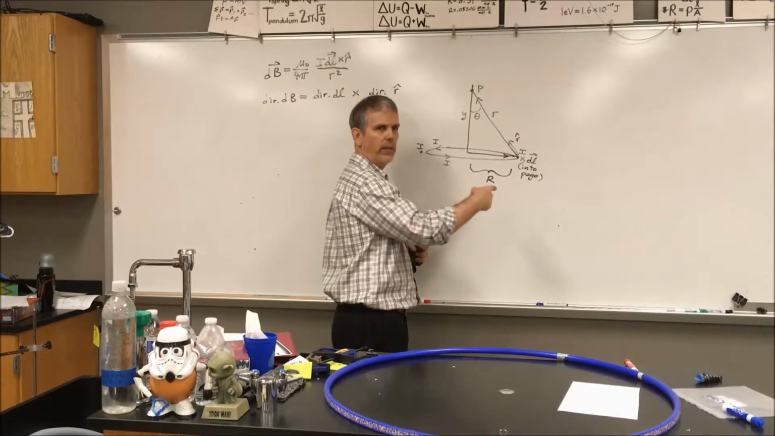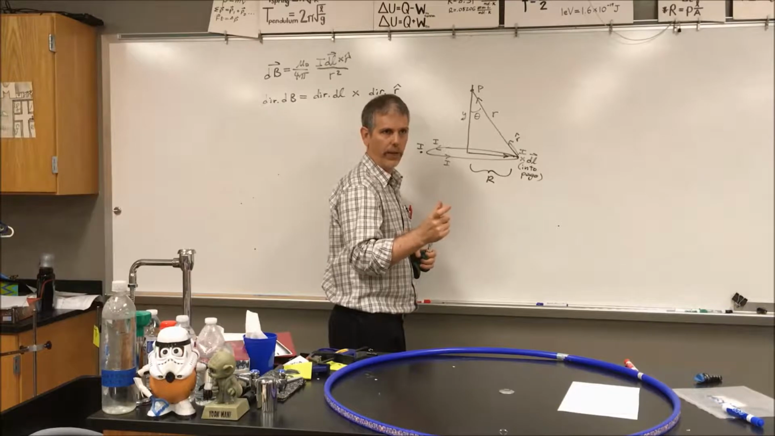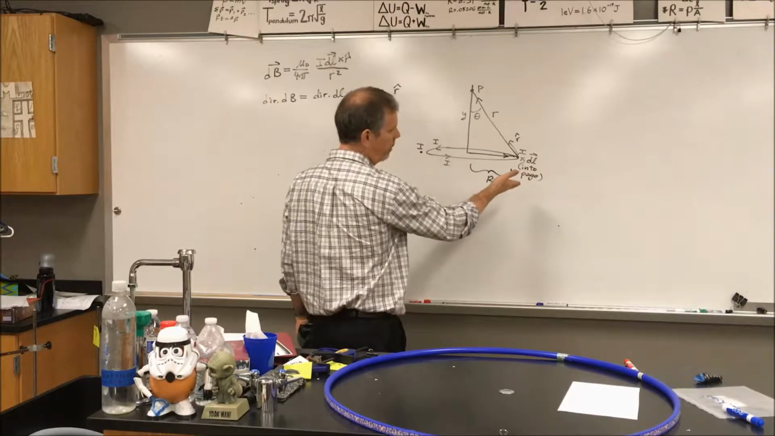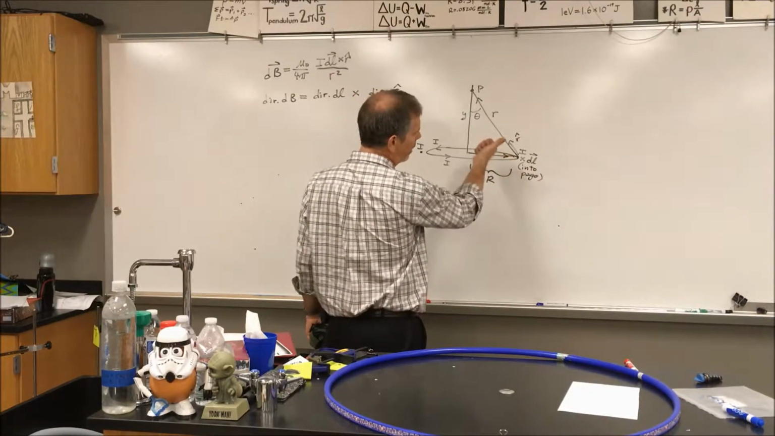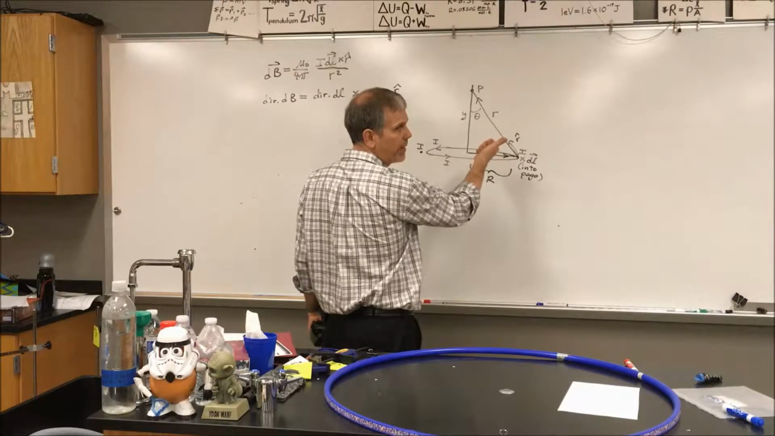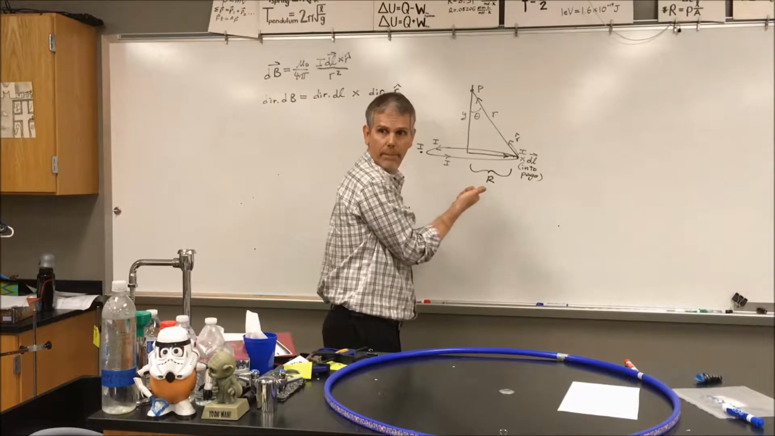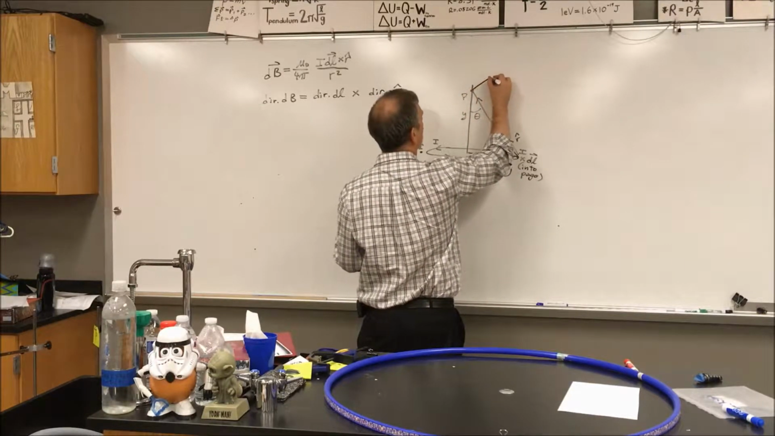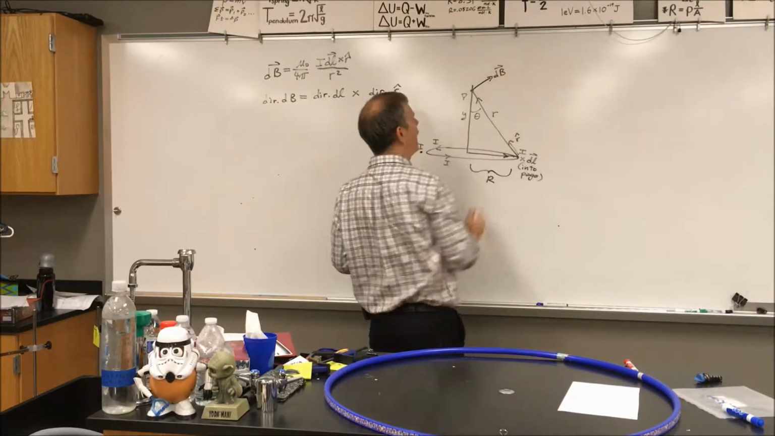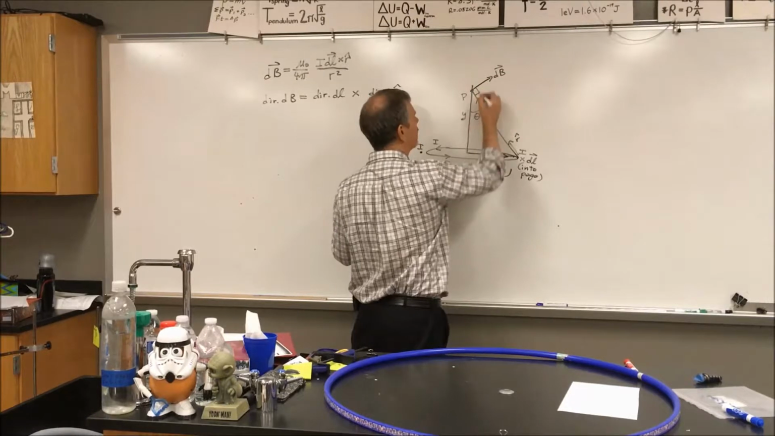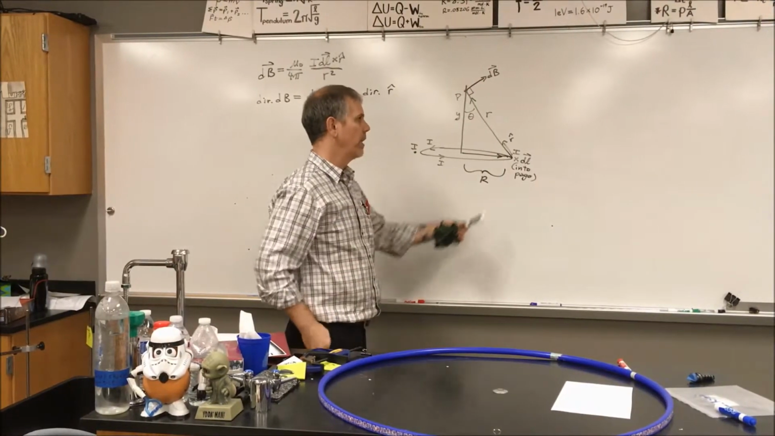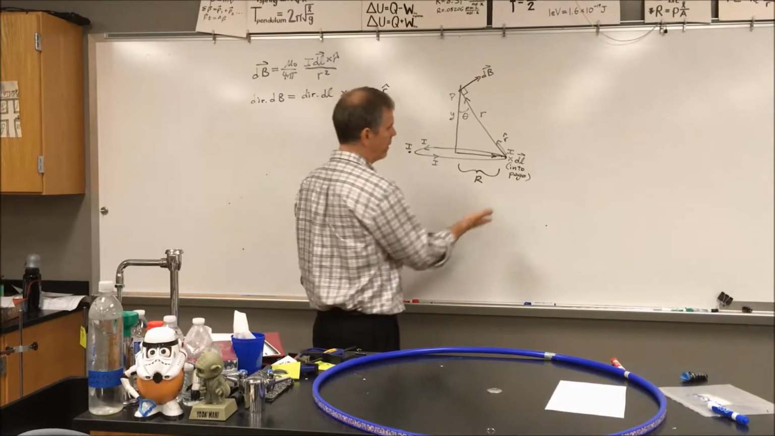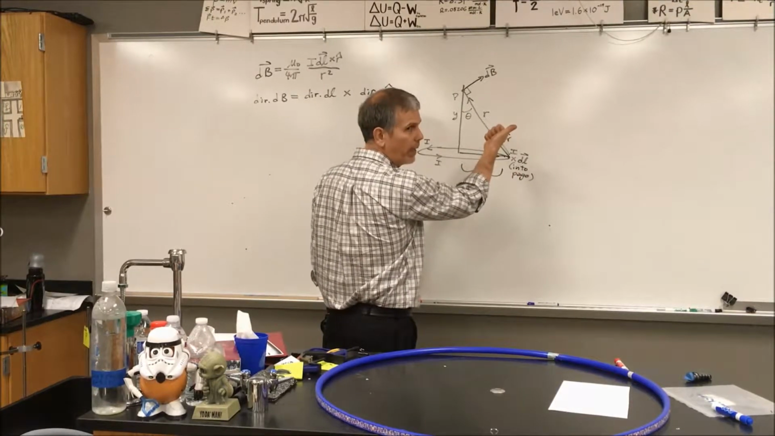At this point, I is going into the page, dl is going into the page, I dl, the current element, right? Do you see how r hat is going this direction? Point your fingers in the direction of dl, sweep them towards r hat, and your thumb points towards dB, which is perpendicular to both of them. Which means that at this point P, this is the direction of the magnetic field due to that small piece of the wire. You see it? dl cross r hat gives me dB.